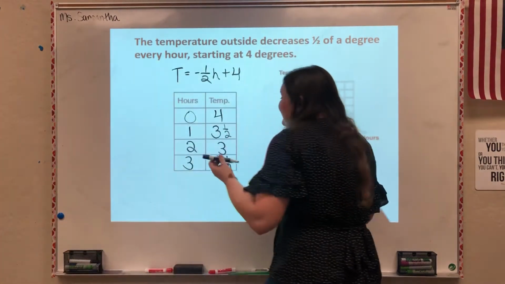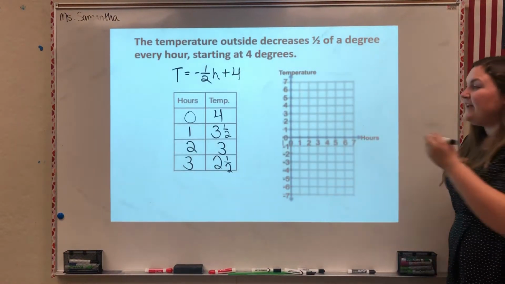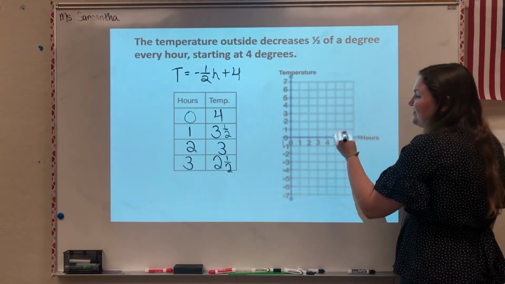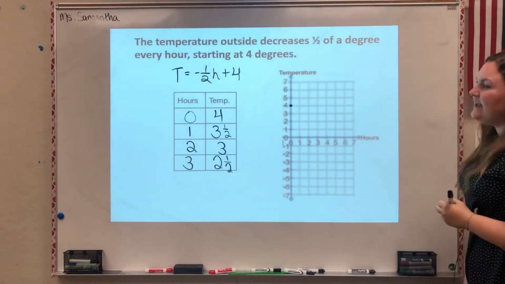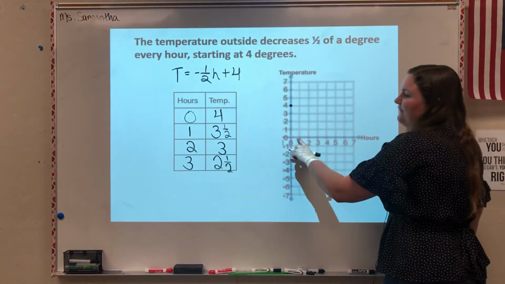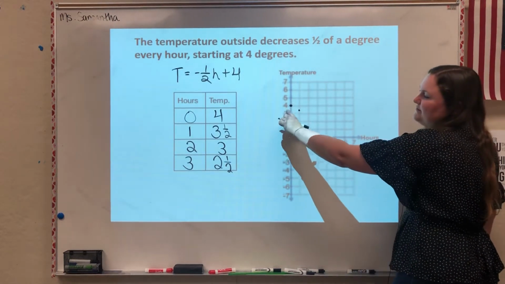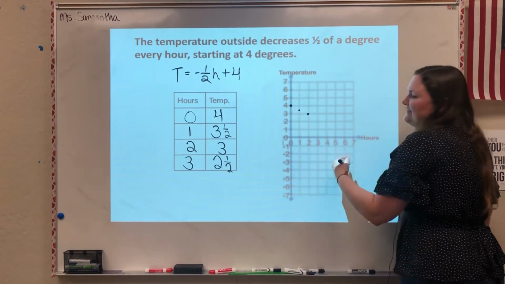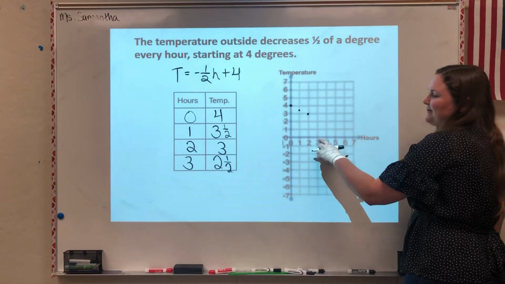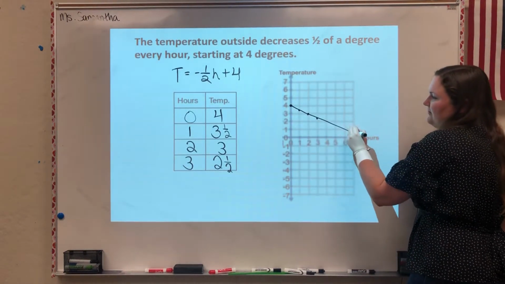The last part's also the same idea. We could use this information to make a graph. If I start at hour 0 at 4 degrees, then in our first hour, we're down here at 3.5, so I'm just putting it between the 3 and the 4. For 2 hours, we're at 3 degrees. For 3 hours, we're at 2.5 degrees. And again, I could draw a line here.